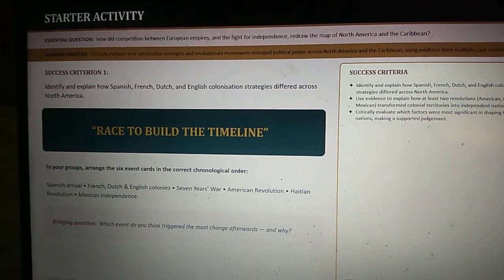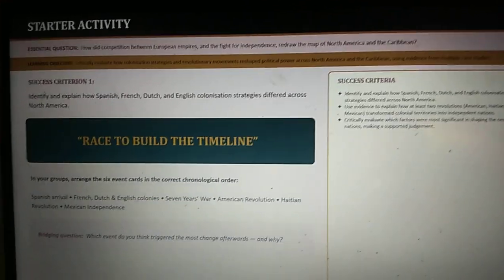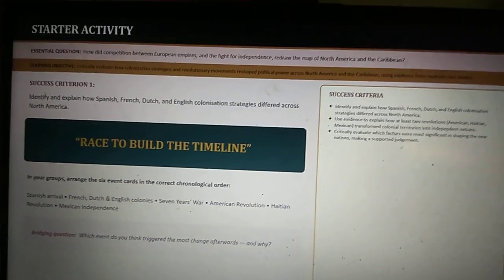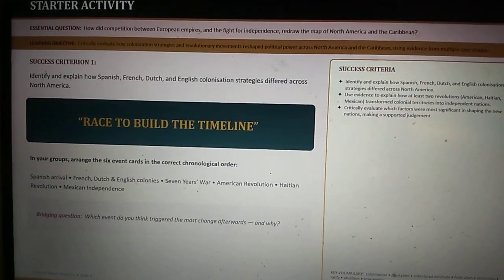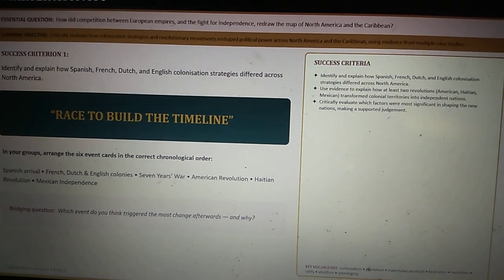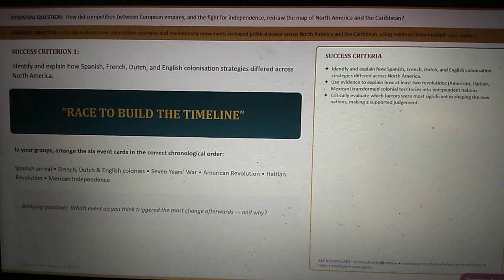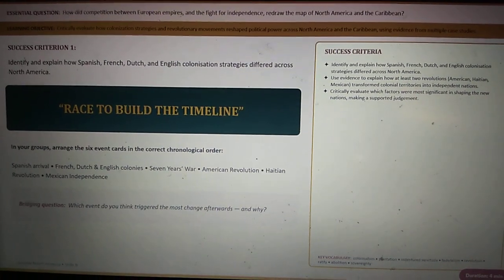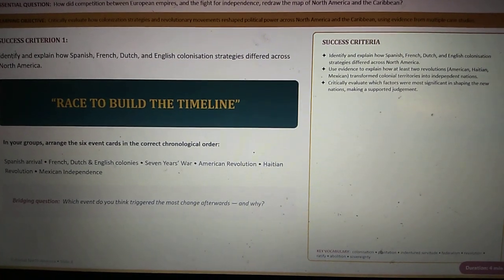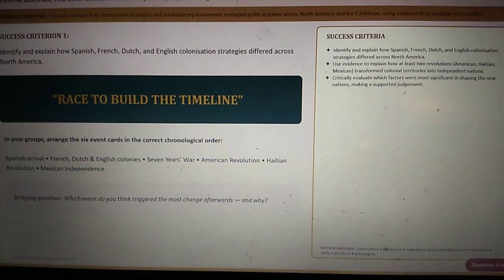Teachers, please make sure that your slide, whatever you are preparing, must have the essential question displayed on the top. The learning objective should be on the top, the success criteria towards the right-hand side. And this is what I have learned from my teaching experience, that out of the three success criteria, every activity is based on each success criteria.